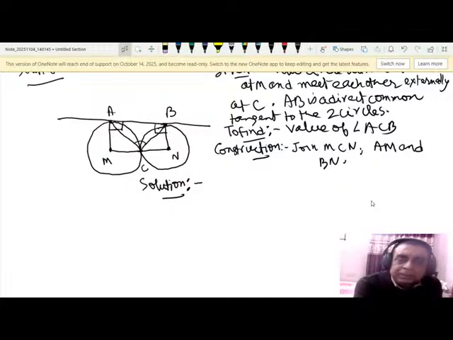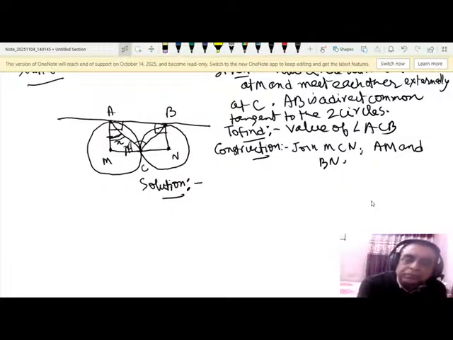Now MC and MA are the radii of the same circle, so their lengths will be equal. When in any triangle two sides are of the same length, the angles opposite to them are equal in measure. So angle MAC will be equal to angle MCA. Let us denote these two angles as x and x.